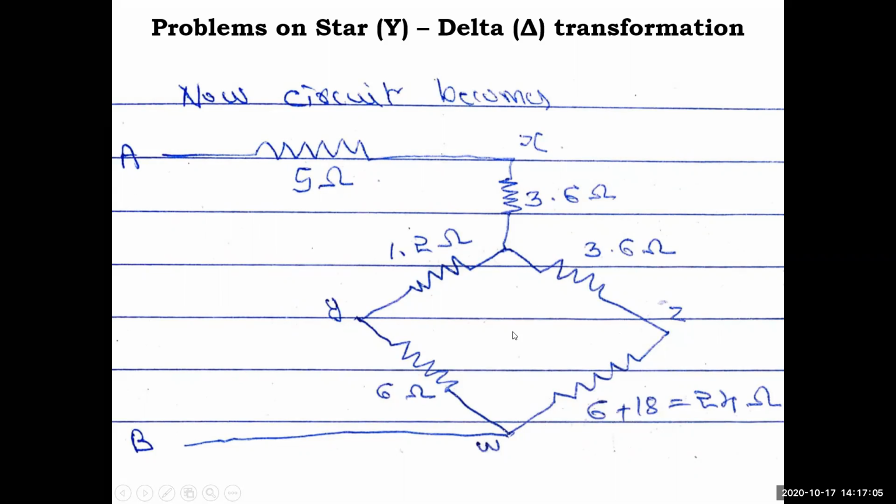If you look from A to here, these two resistances, 5 ohm and 3.6 ohm, are in series. Between these two junctions there is no intermediate connection, so these two resistances are in series, and these two resistances are also in series. And these two series resistances are in parallel with that. Like that you have to continue the simplification. I will show you in the next diagram.